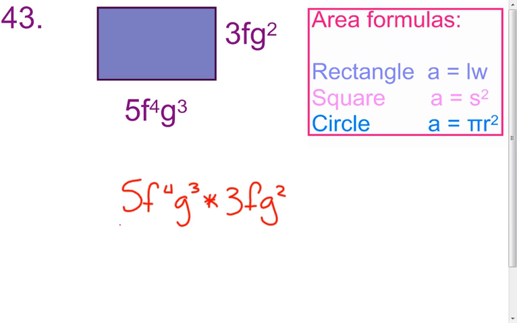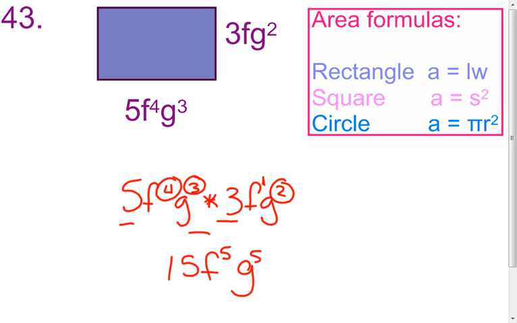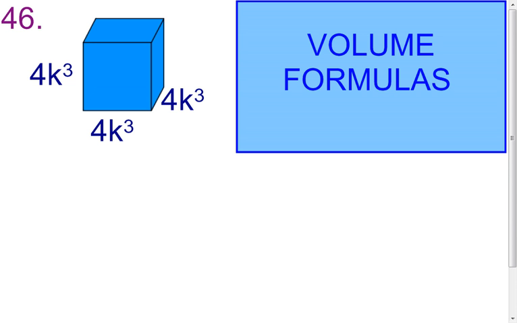To do that, I would just take 5 times 3, which is 15, f to the 4 plus this 1 that's right here, so f to the 5th, and then g to the 3 plus 2, which is 5. And that's all you would need. Technically, you should label that with units squared. I didn't do that.